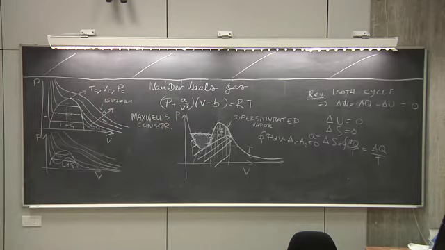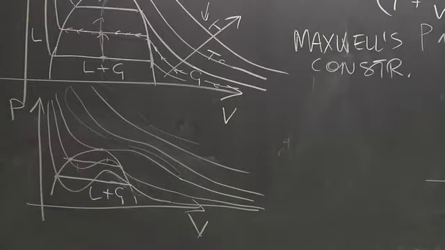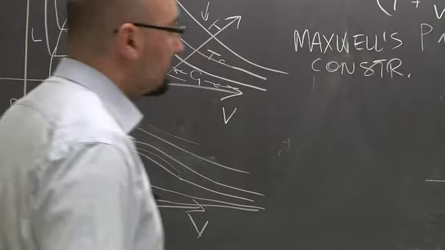Maxwell was one of the greatest physicists of the 19th century. He did everything. He did electromagnetism, Maxwell's equations. He did the foundations of statistical mechanics by taking seriously the work of the engineers that had invented thermodynamics. James Clerk Maxwell.